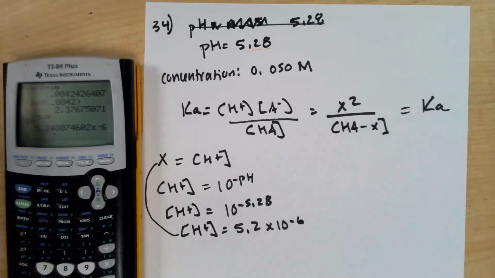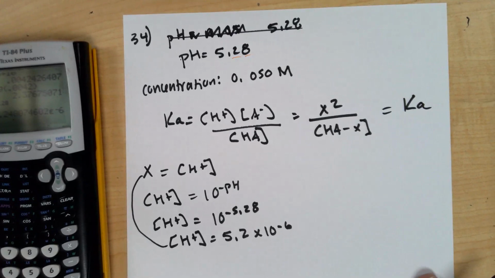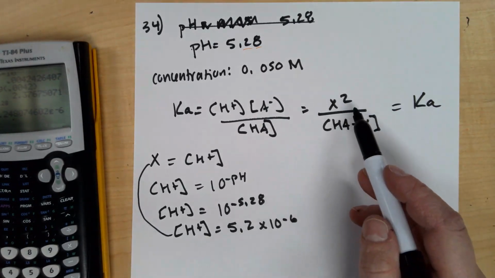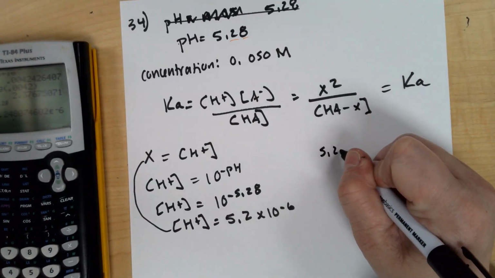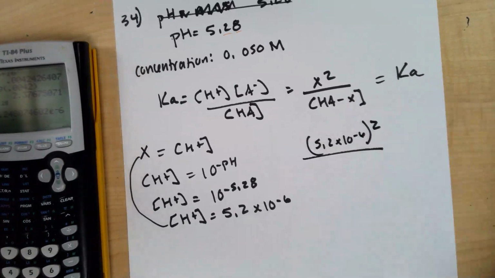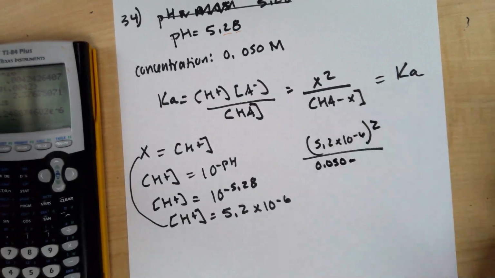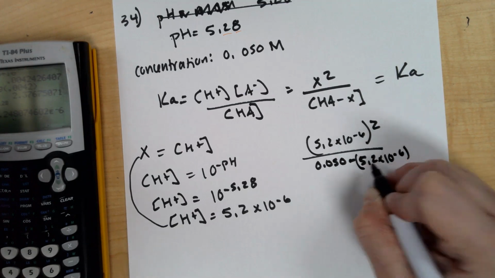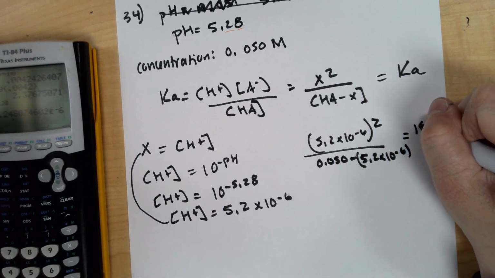So if I come back to this formula up here, I need to solve for Ka. So we had to work backwards to find x. So we know what x is now. X is going to be squared. So we're going to do the 5.2 times 10 to the negative 6 squared, all divided by the concentration it gave us, 0.050, minus whatever this x is, which we just found to be 5.2 times 10 to the negative 6. You're going to have to put parentheses around that when you put that on your calculator, or it is not going to like you, right?